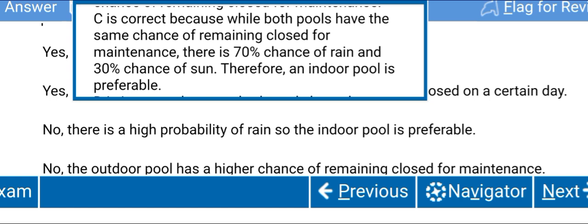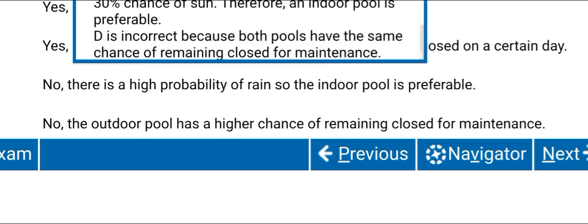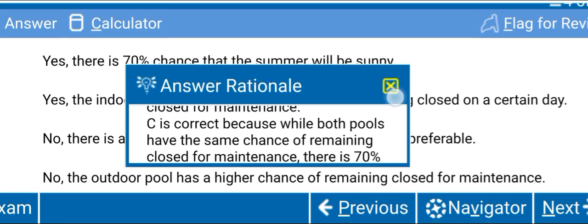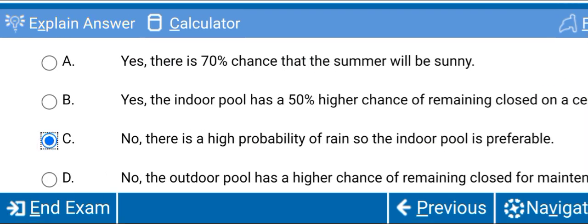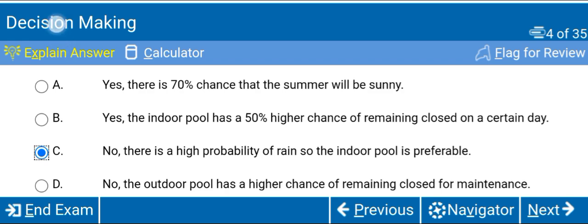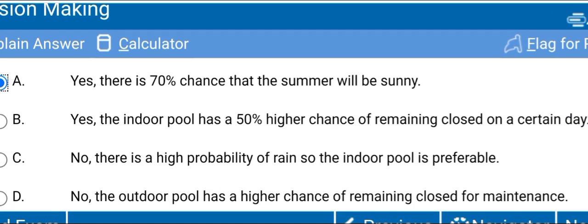Therefore, there is 70% chance of rain and 30% chance of sun. Therefore, an indoor pool is preferable. If we talk about option D, which is incorrect, because both pools have the same chance of remaining closed for maintenance. So, because of these reasons, we can say that option C is the correct option, which is no. There is a high probability of rain, so the indoor pool is preferable.